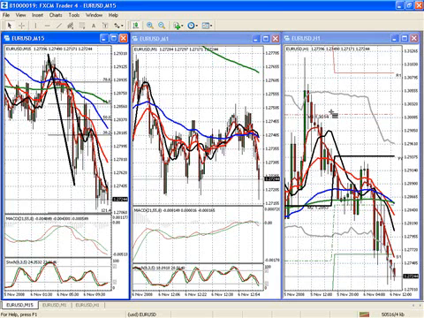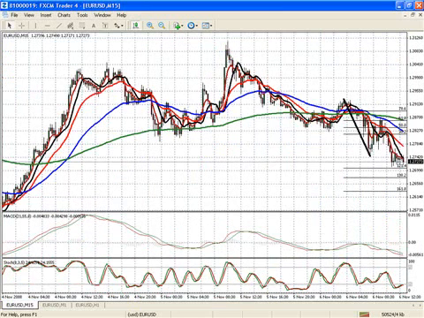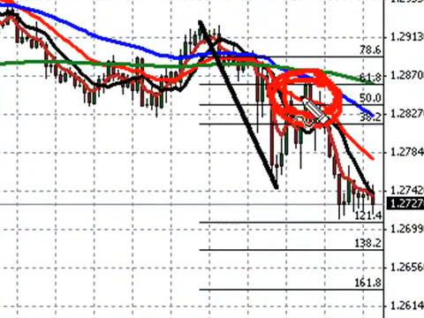So what I'll do is I'll draw a little circle in here. 382, 50%, 618, my absolute favorites. And once I see price sort of get rejected at those levels, and then start to, in this case in a downtrend, start to turn red again, boom, pull the trigger, put a stop right above that swing, and hope and pray that I'm right.